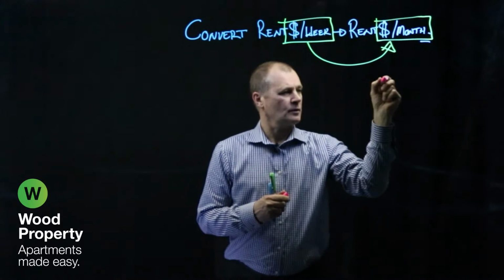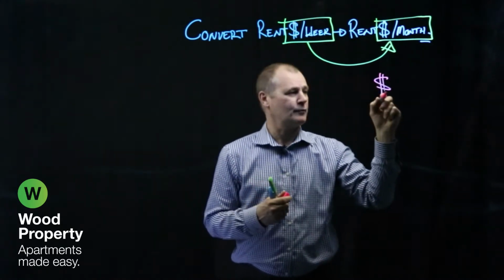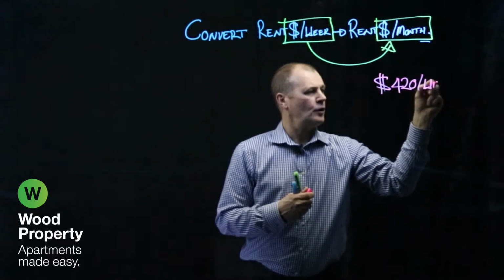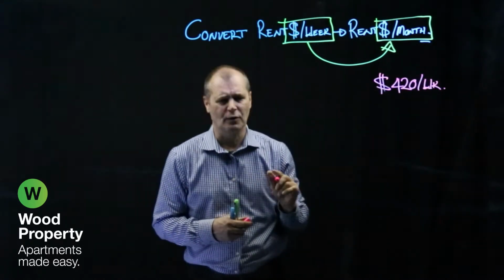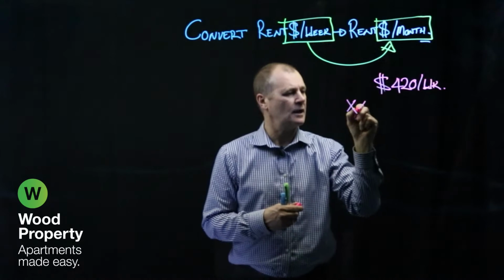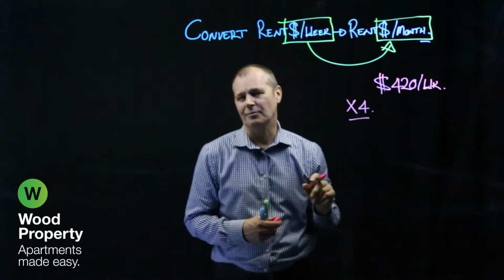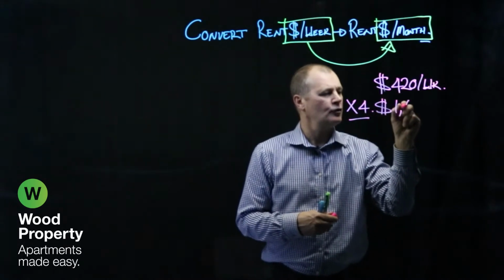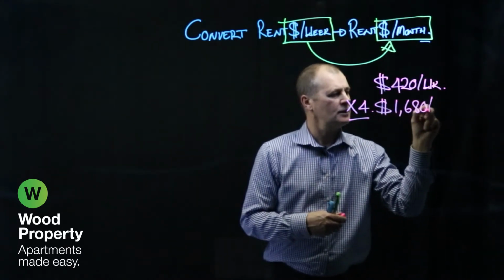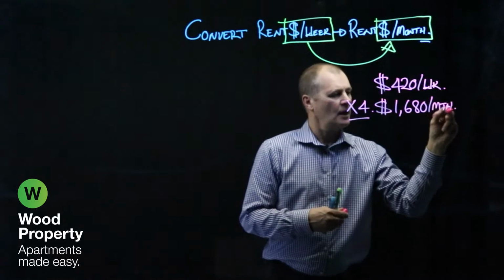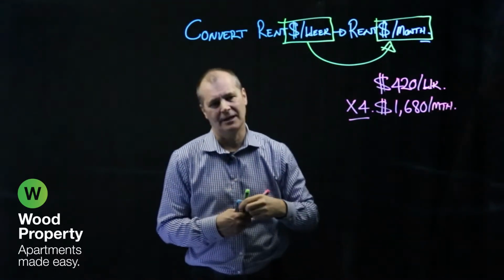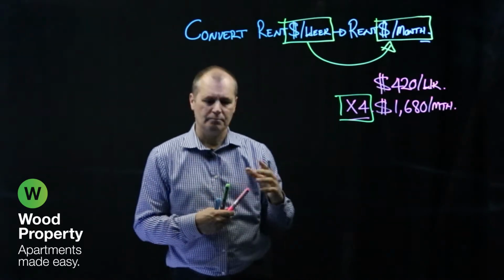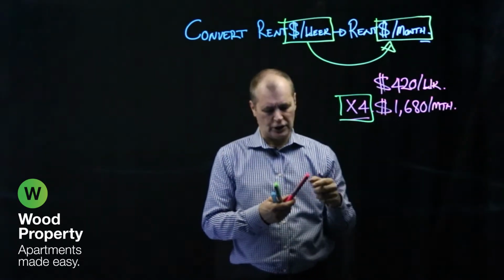Perhaps we might actually also start with the incorrect way. Let's assume the rent is agreed at $420 per week. Now, what some people have done in the past, I have seen done, is simply multiply it by 4 because there's roughly 4 weeks in a month, and if you do that, you'll get a monthly rent of $1,680 per month. But as we all know, there's not 4 weeks in every month. So that is actually incorrect.